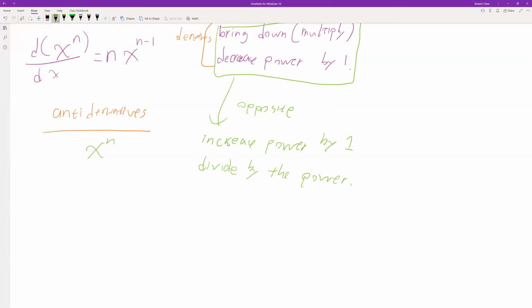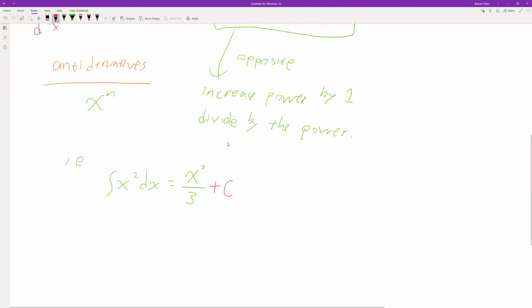All right, so let's say I want to take the integral of x squared. Increase the power by 1, so I have x cubed, and divide by the new power, which is 3, so divide by 3. And that is how we get the antiderivative of x squared. And there's one more thing. Whenever we are working with an indefinite integral, we have to add some constant c.